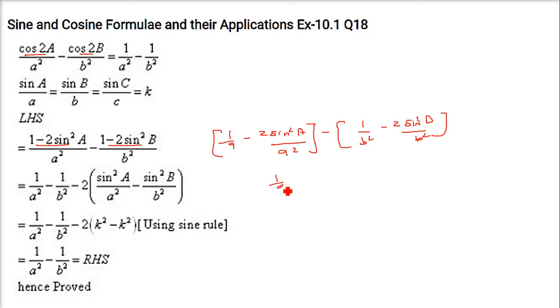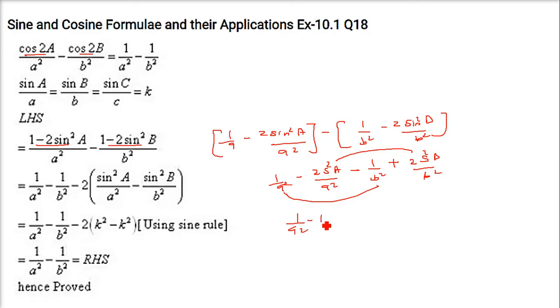Now open it: 1 by a square minus 2 sine square a by a square minus 1 by b square plus 2 sine square b by b square. Now take these two together and these two together. So you get 1 by a square minus 1 by b square, and here you get plus 2 sine square b by b square, and here you get minus sine square a by a square, right?